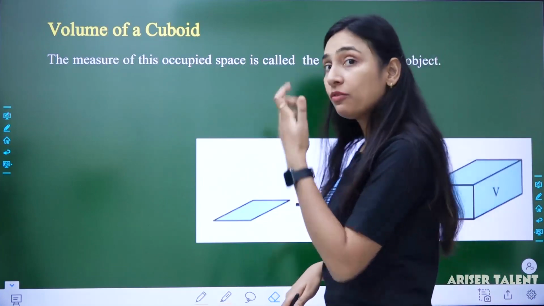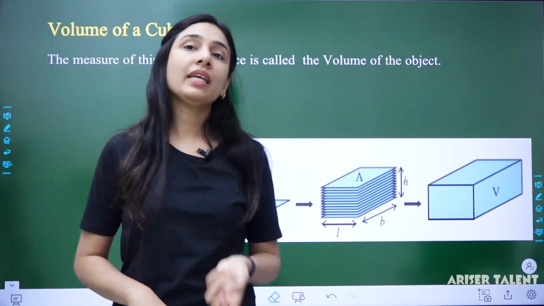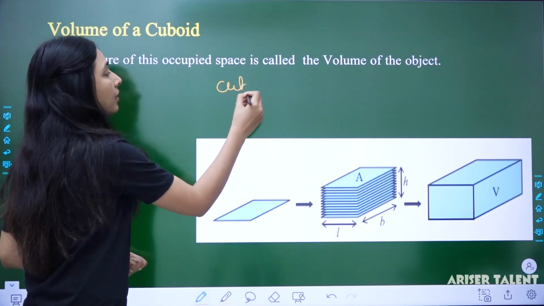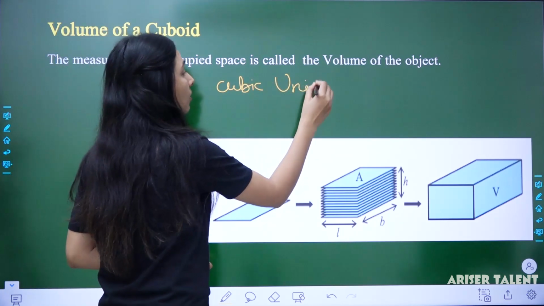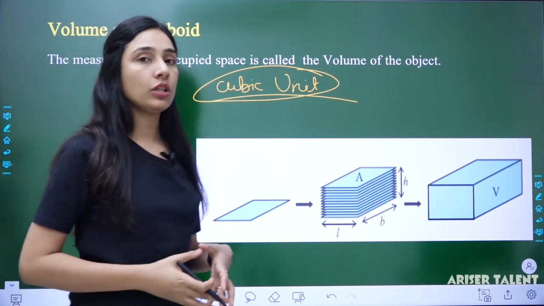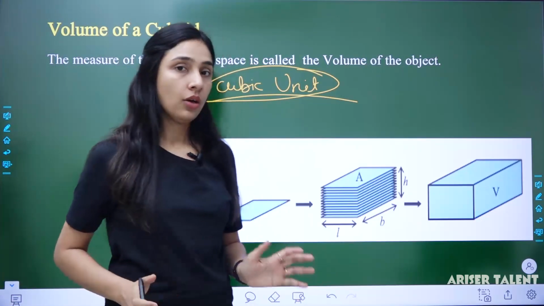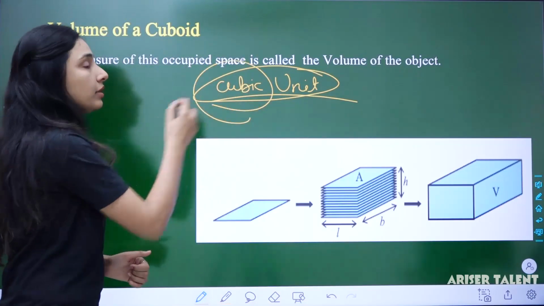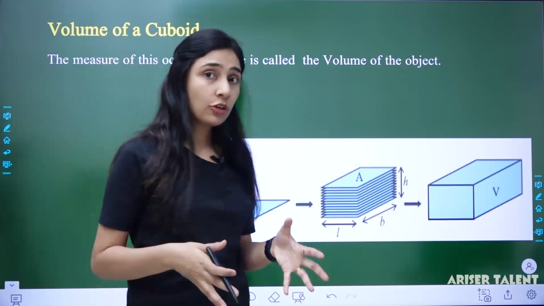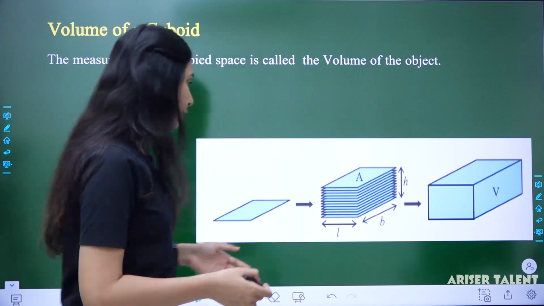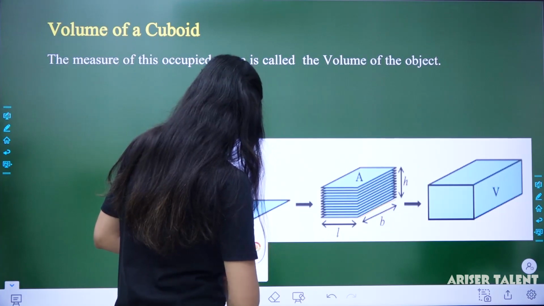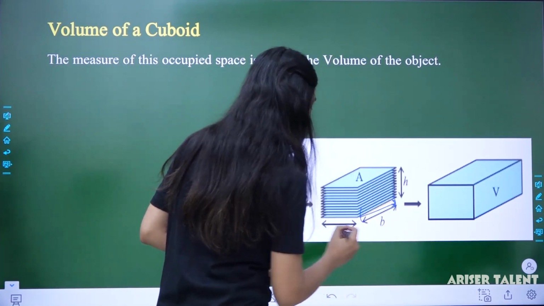Then what will be the volume of it? The volume will be in cubic units. The dimensions, but the units will be cubic units. That means something like meter cube or centimeter cube, something like that. So that will be in cubic units. First thing is clear. And second, the volume will be the space occupied by it. Now, if you talk about this, this is your width and this is your length.